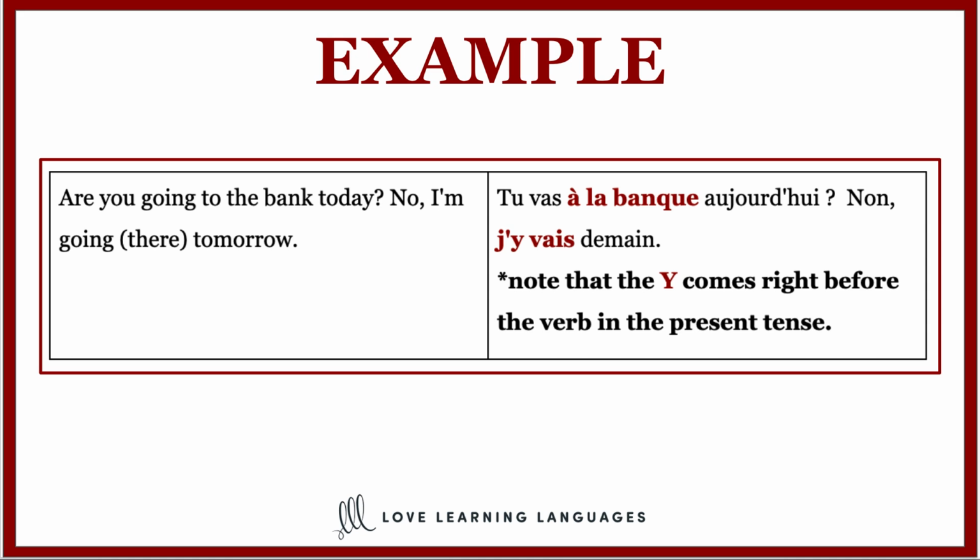So in French, tu vas à la banque aujourd'hui? You see how I have that preposition à followed by a place? I can replace all of that that's written in red with the pronoun y. Non, j'y vais demain. And I want you to take close note that the pronoun y comes right before the verb in the present tense.